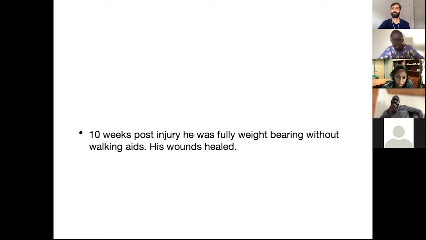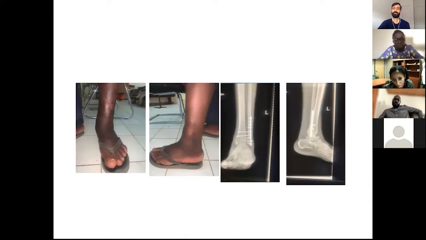So 10 weeks post injury, he was fully weight bearing without crutches, and his wound had already healed. He didn't have any sign of infection. Next. So that's his recent X-ray, and then his clinical picture.